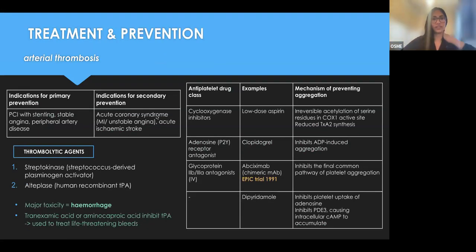Okay, so moving on to treatment. Again, this is another difference between arterial and venous thrombosis, because the composition of the thrombus is traditionally thought to be different. We use different mechanisms of treating it.